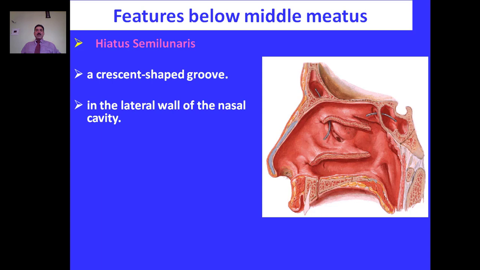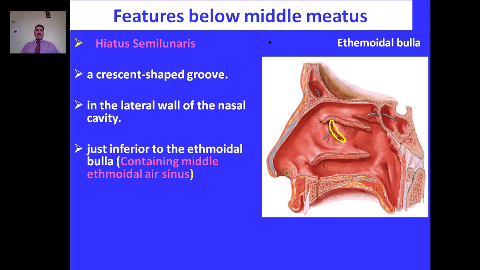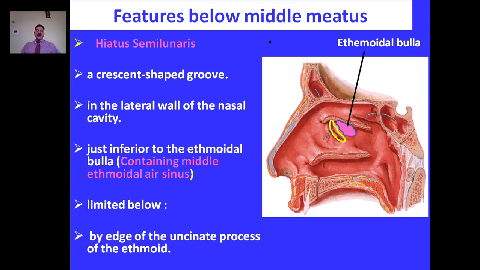Hiatus semilunaris is a crescent-shaped groove in the lateral wall of the nasal cavity, just inferior to the ethmoidal bulla containing the middle ethmoidal air sinus. It is limited below by the edge of the uncinate process of the ethmoid.